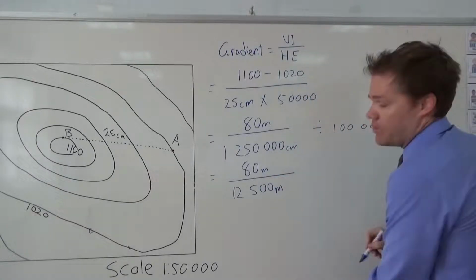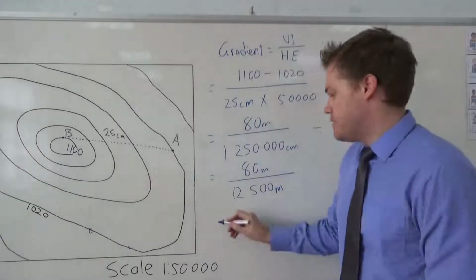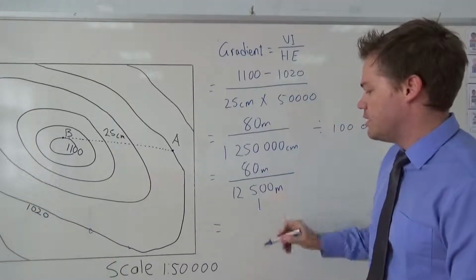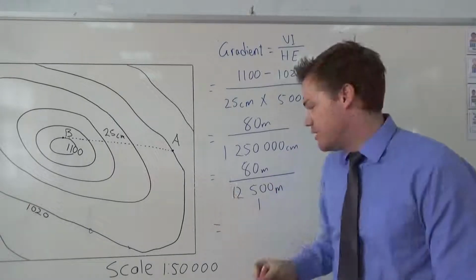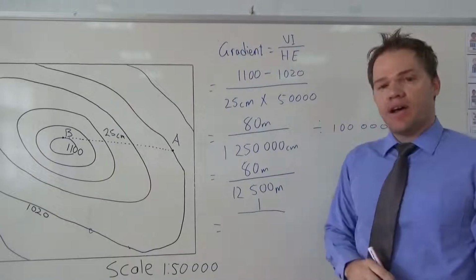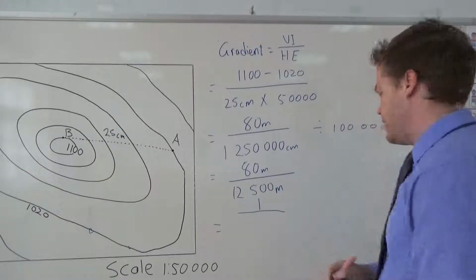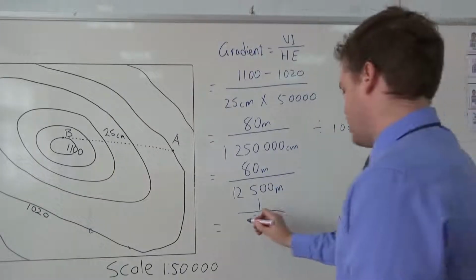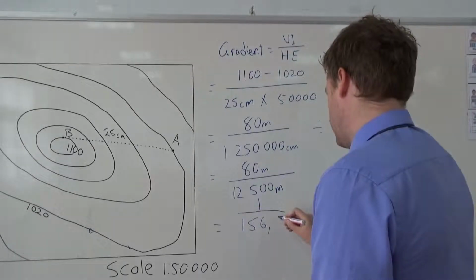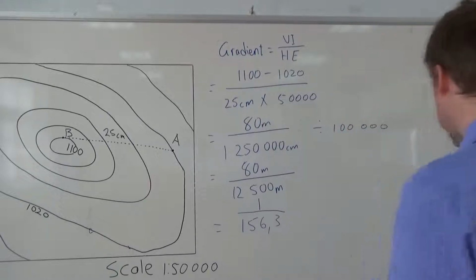Now we want to simplify these numbers, and so what we are going to do is we are going to write a 1 here. How did I get the 1? 80 divided by 80. So you do the same below the line. 12,500 divided by 80, and it gives you a total of 156.25. Let's make it 156.3.